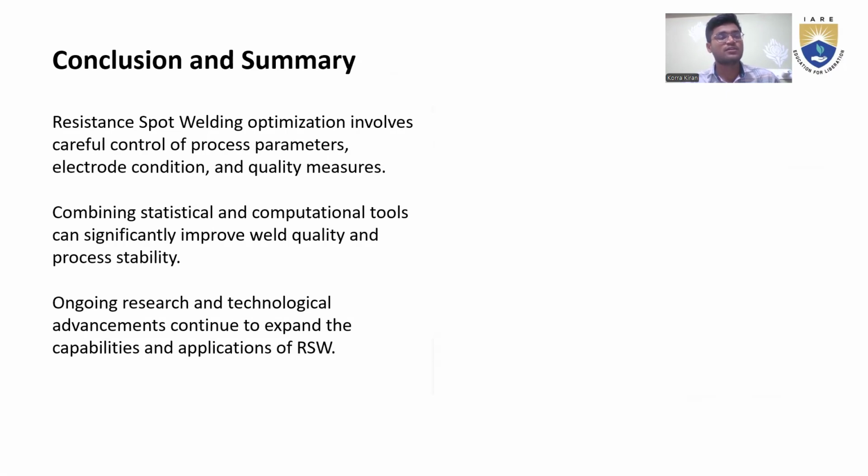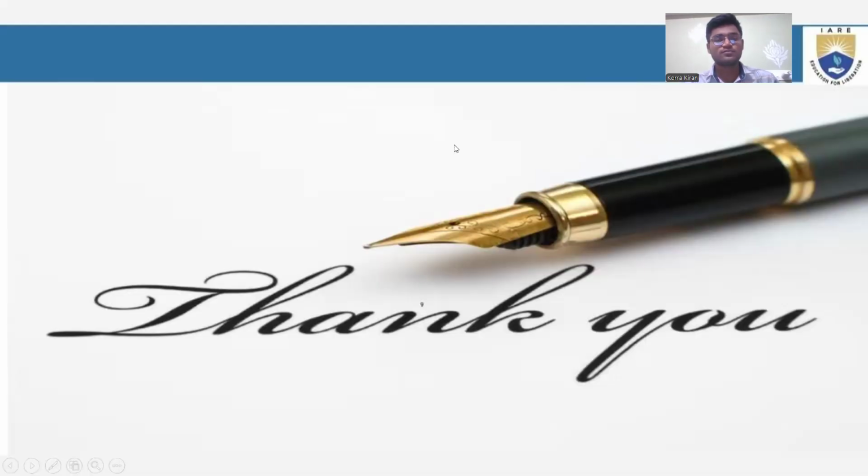Conclusion: we can see that resistance spot welding involves careful control of the parameters, electrodes, and the electric circuit. That's why we need to be careful. That was the one conclusion. Thank you.